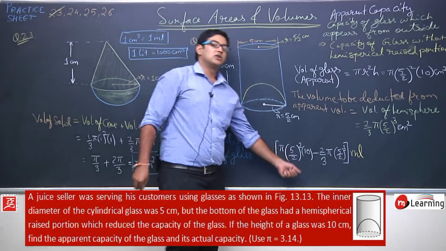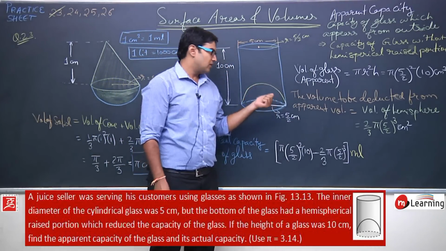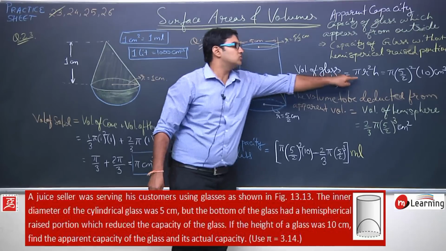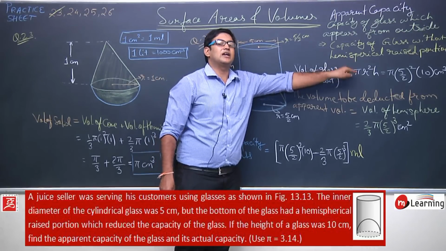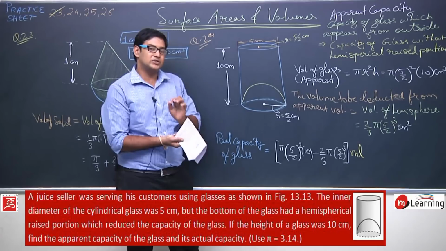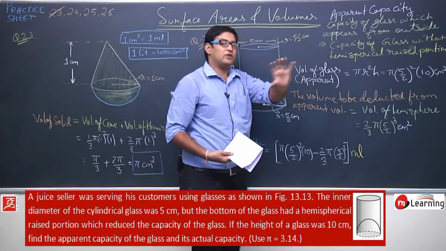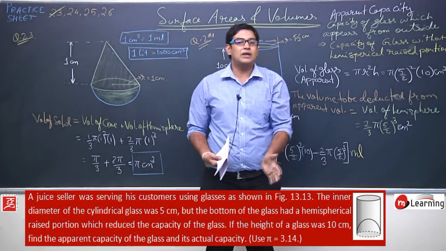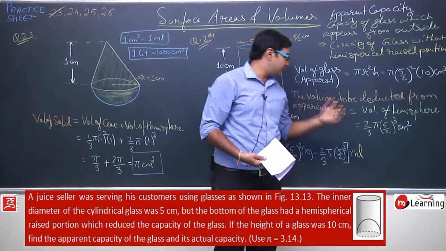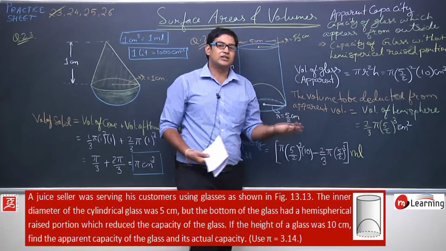So this much ml of juice can be contained in this glass. Or else if we did not have this hemispherical raised portion, then this much amount of juice could be contained in this glass. So what the shopkeeper has done is, the juice seller has saved this much amount of juice. If the question asks how much ml of juice the juice seller has saved, or cheated, we can say this much volume of juice the juice seller has cheated or saved.